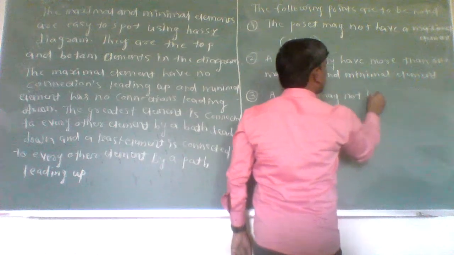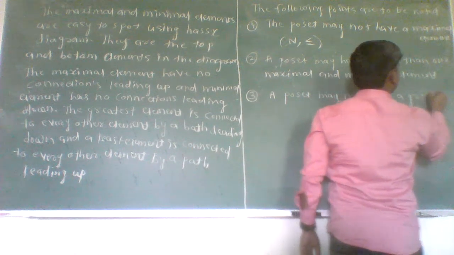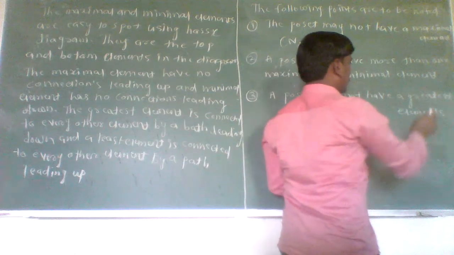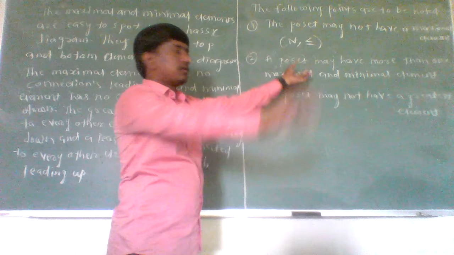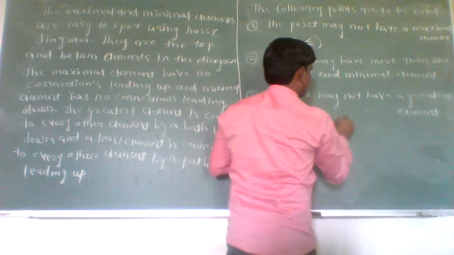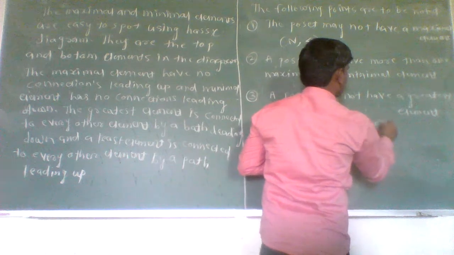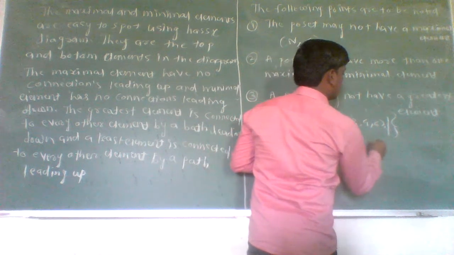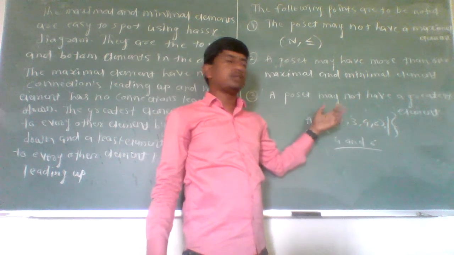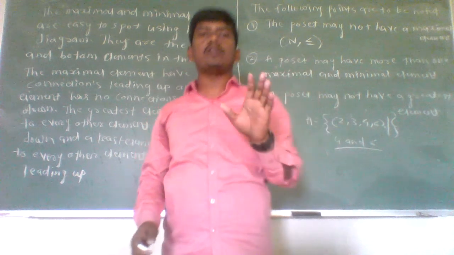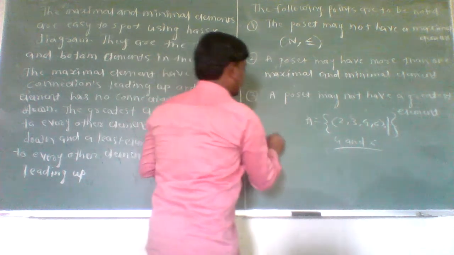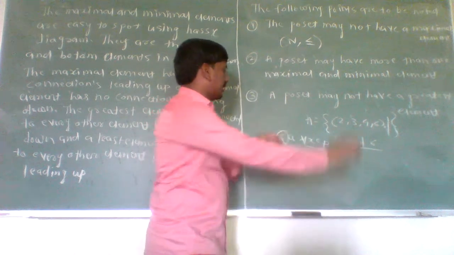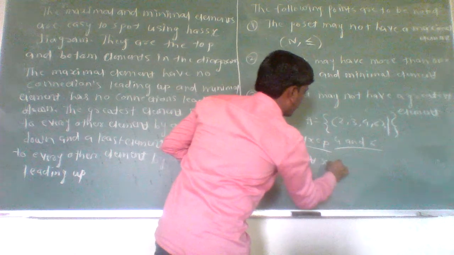Now, in the previous example, the poset 2, 3, 4, 6 with division, 4 and 6 are the maximal elements, but they are not the greatest element. From the definition of greatest element, an element A belonging to poset P is said to be a greatest element if S precedes A for all S belonging to P. Whatever the relation is, here division is the relation, so S divides A for all S belonging to P.